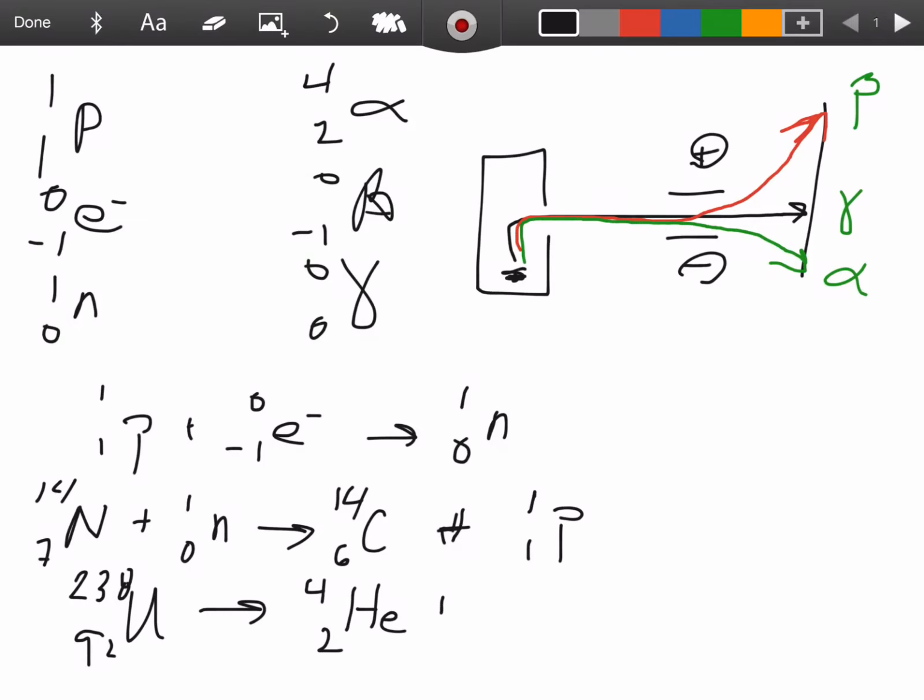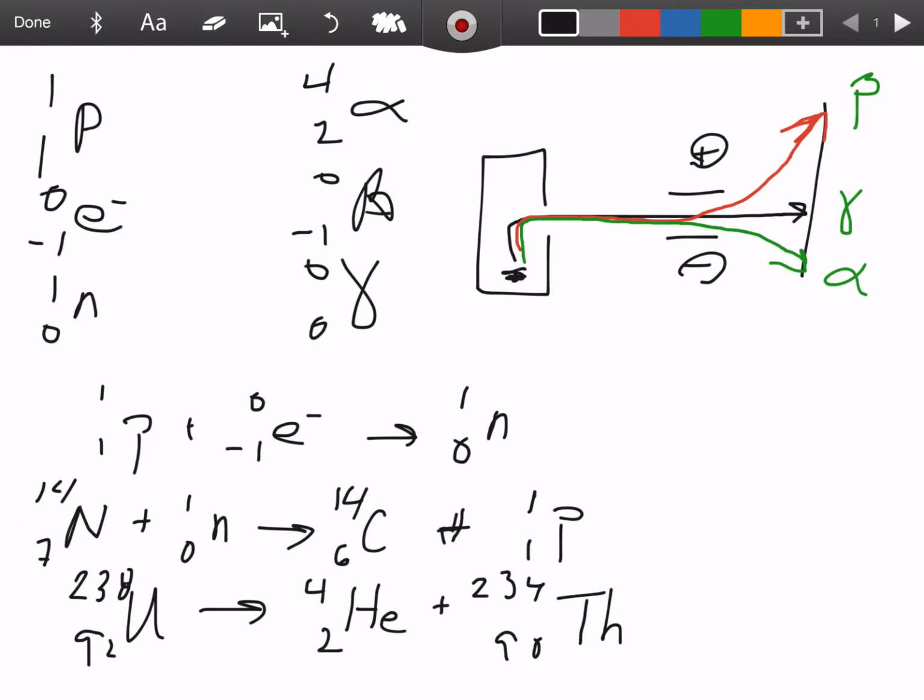So this ought to be a simple one, right? 238 is made up of 4 plus 234. And then 92 is made up of 2 and 90. So now I've got to look on the periodic table and find out what has 90 protons, and that is thorium. So this is a balanced chemical reaction of uranium-238 simply falling apart by alpha elimination.